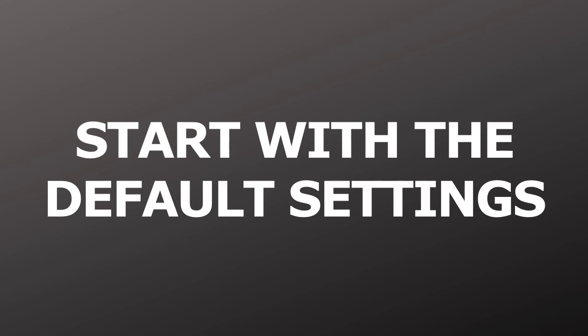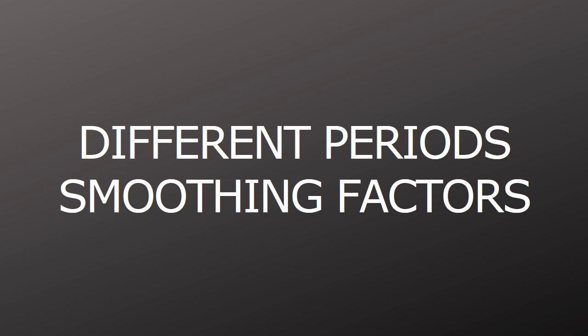So if you're testing it, if that's the rabbit hole you're going down, start with the default ones just to get a feel for how that indicator works. It's a pretty decent starting point. And when you test the settings, try different periods, different smoothing factors. So you could try a shorter period, like a 10 instead of a 14, or a longer period, like a 20, to see how it affects the signals.